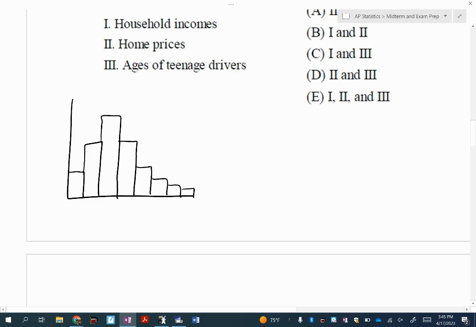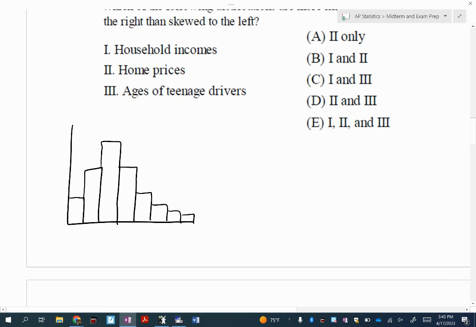You guys see my skew to the right? Okay. Let's think about household incomes. You guys know what that is? Household incomes? Yes. Okay. Do you think it would look like that? Or here's one, I'll draw one skewed to the left.